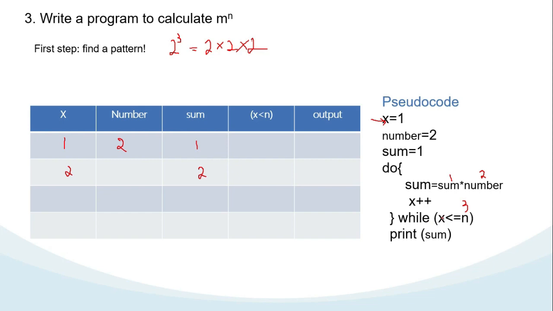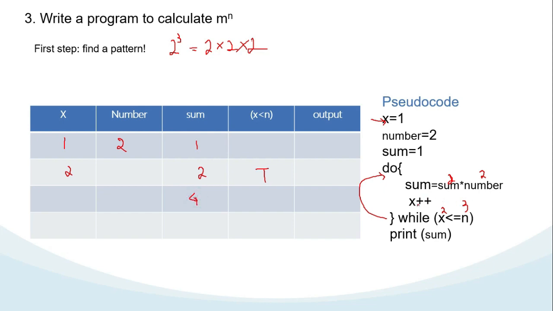Now we check the condition. Our x now is 2. Is 2 less than or equal to 3? The answer is yes, or true. Since it is true, we go back to the beginning of the looping. We enter the looping again, and then we multiply. Our sum now is 2. 2 multiplied by 2 is 4. We hold it under sum. So our sum now is 4.